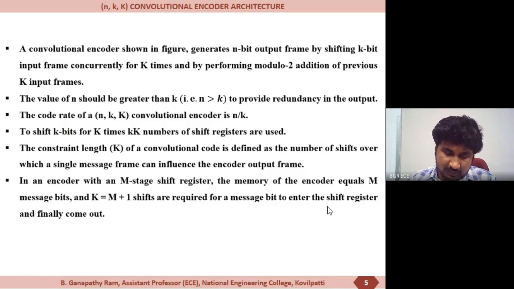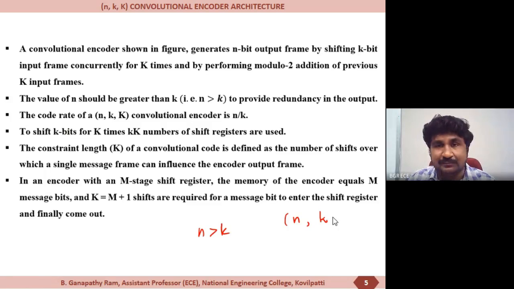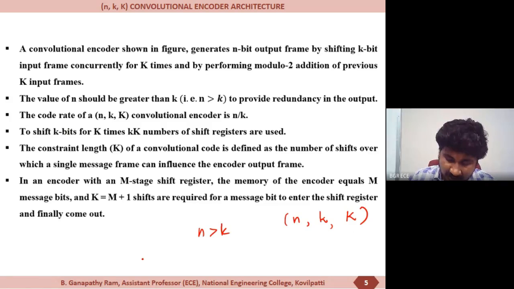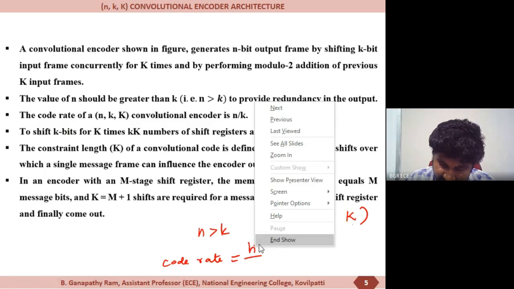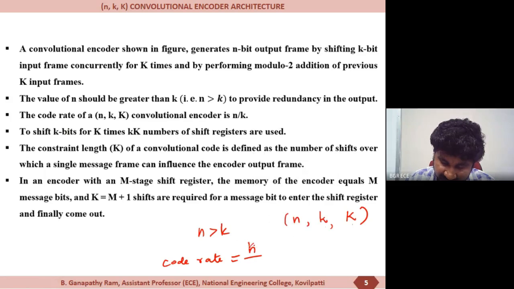And here we always note that n should always be greater than k. If n is the number of bits in the code word, k is the number of bits in the message word, and capital K is the constraint length, the code rate of this convolutional encoder is k divided by n.